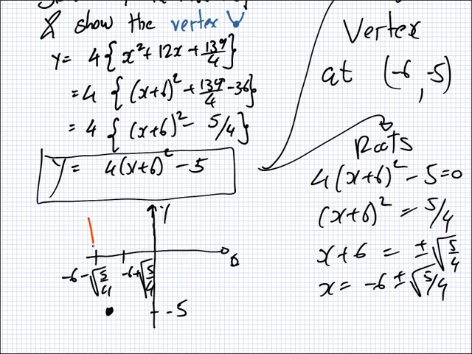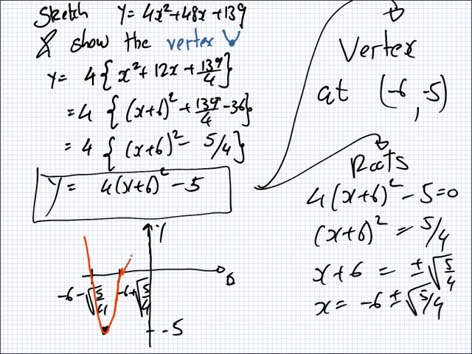I kind of drew this a bit squished, sorry. And where does it cross the y-axis? Ugh, ugly. Where does it cross the y-axis? Up here? 139, yeah. Sorry, that's got very squished in the corner there. But you can see there are the 2 roots, and there's the vertex, and there's the y-intercept.